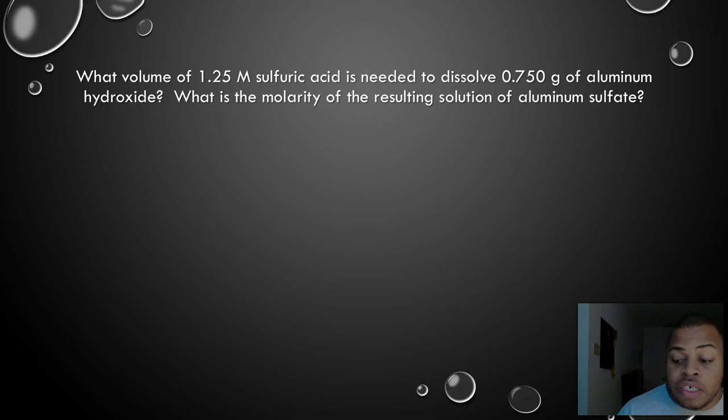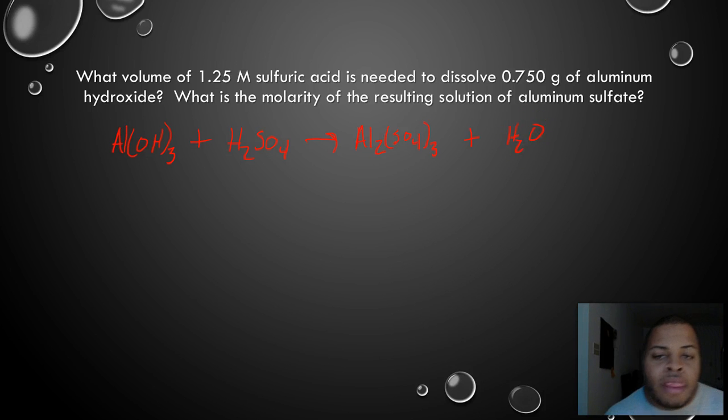Let's write out our equations. First step all the time. So we have aluminum hydroxide, Al(OH)3, plus sulfuric acid, H2SO4. Now, in the end, this is going to give us a little bit of aluminum sulfate, Al2(SO4)3, plus water.